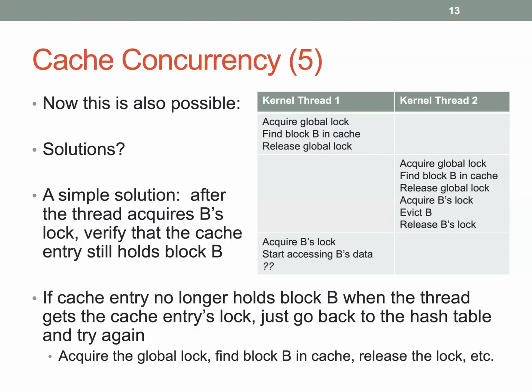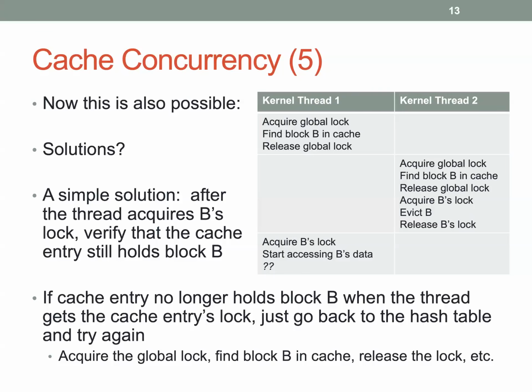So if the cache entry no longer holds block B when the thread gets the cache entry lock, just go back to the hash table and try again. And if you lock block B's entry again, you check it again and it's not the right one, you try again. Fortunately, this is not a situation where you should see very severe starvation issues.